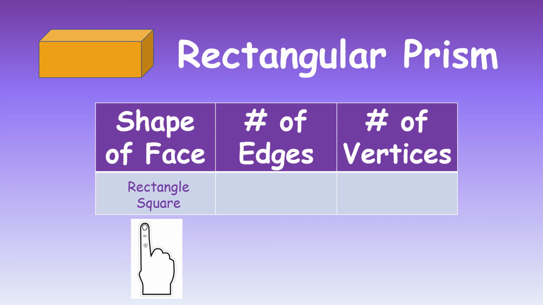How many edges are on this rectangular prism? Figure it out and say it out loud. Yes, there are 12 edges. That's a lot of edges, but it's just like the cube. Do 12 squats.